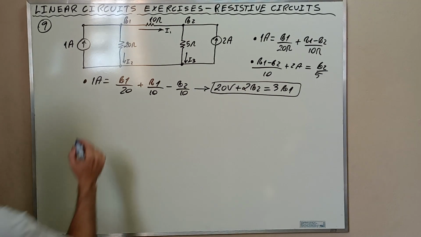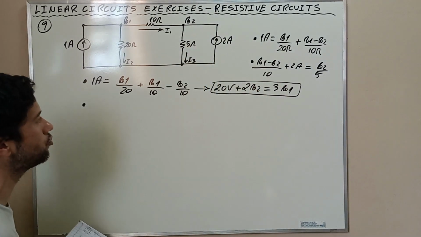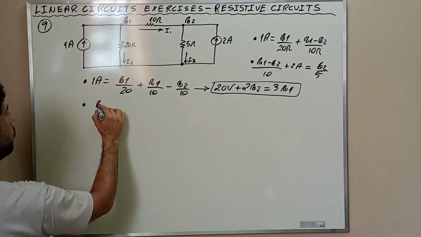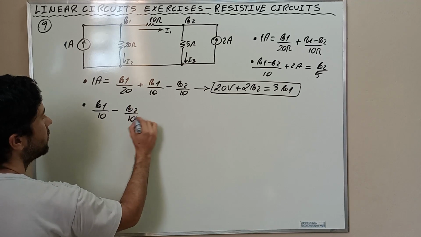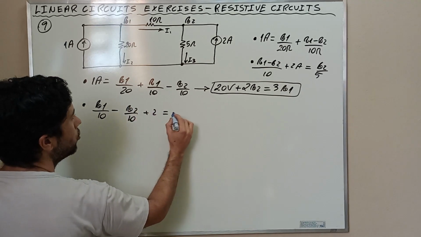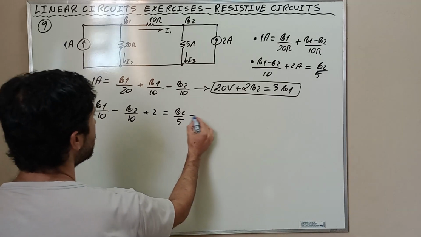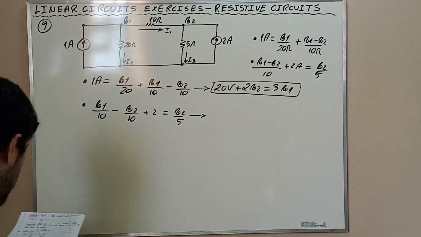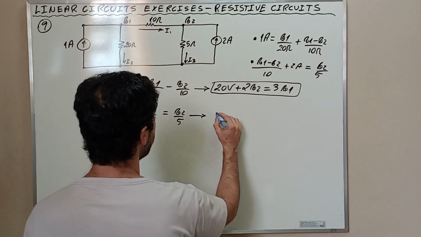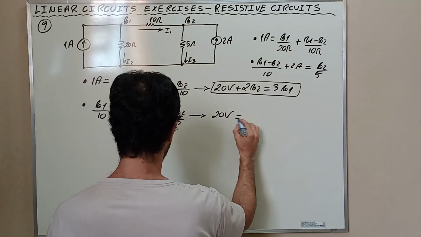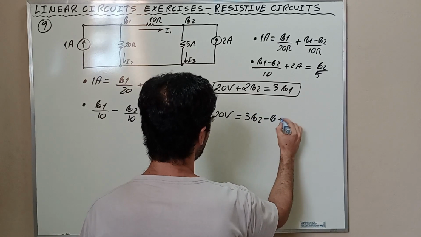We are going to do the same for the second equation that represents node 2. It is V1 divided by 10 minus V2 divided by 10 plus 2 equal to V2 divided by 5. Okay, we are going to manipulate this as well, and we are going to find that 20 volts is equal to 3 times V2 minus V1.